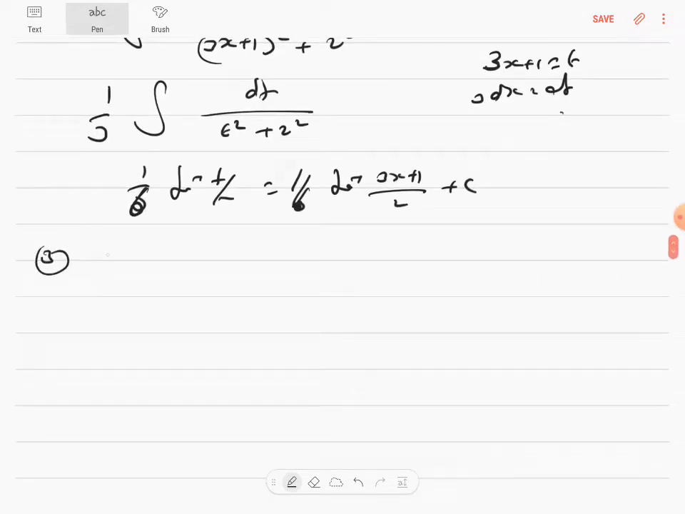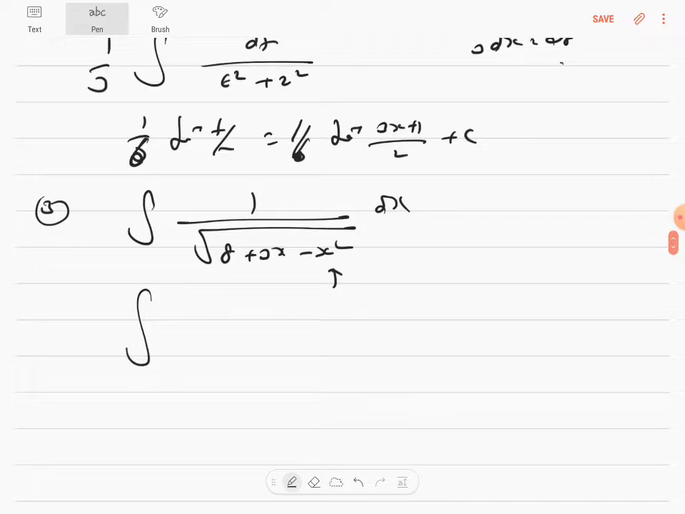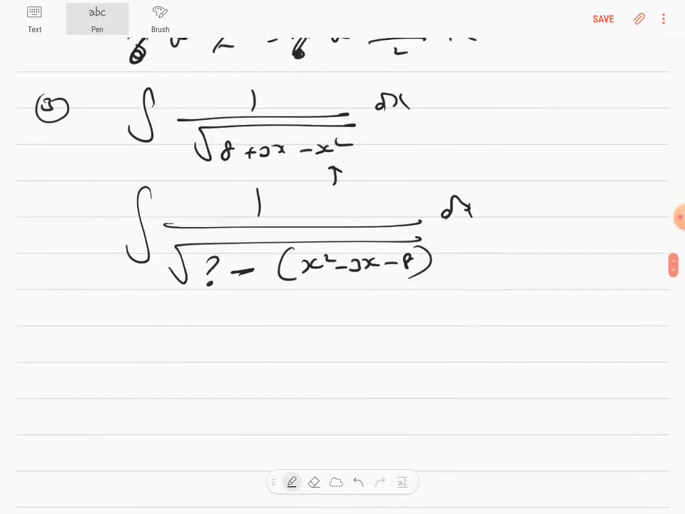So third question, I'll tell you this pattern. If you see a pattern like this, 8 plus 3x minus x square, you see the coefficient of x square is a negative sign, then you have to adopt this pattern where under the root there should be no negative sign. So you should write something minus, and this quadratic x square minus 3x minus 8, change the symbols and write it because you've taken the minus out common. Something minus, what is this?